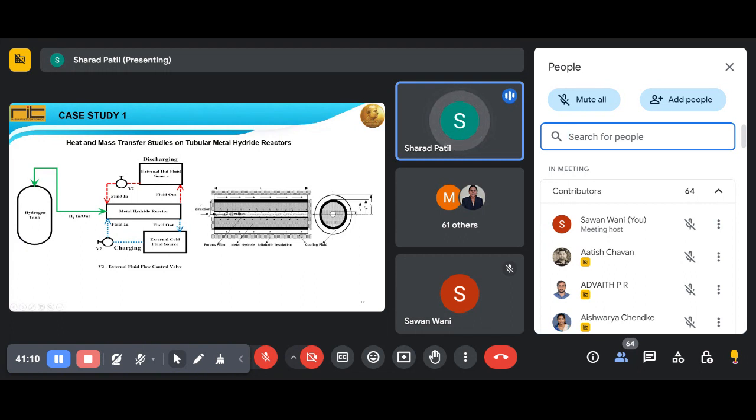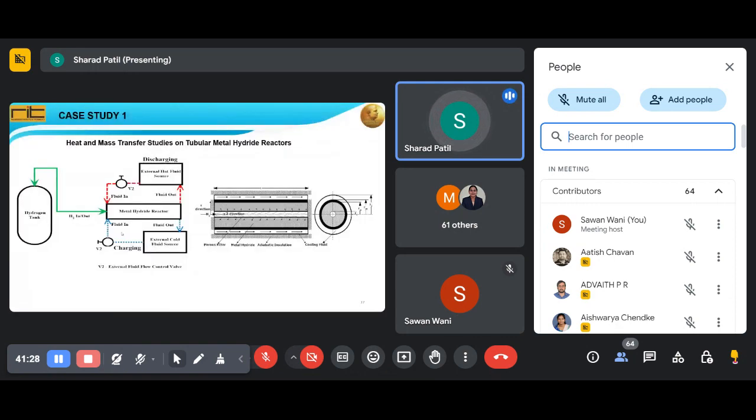So here you can see the blue dotted lines are showing the charging, that is the absorption of hydrogen. Red dotted lines are showing the desorption of the hydrogen, that is, taking out hydrogen at different pressures, like this.